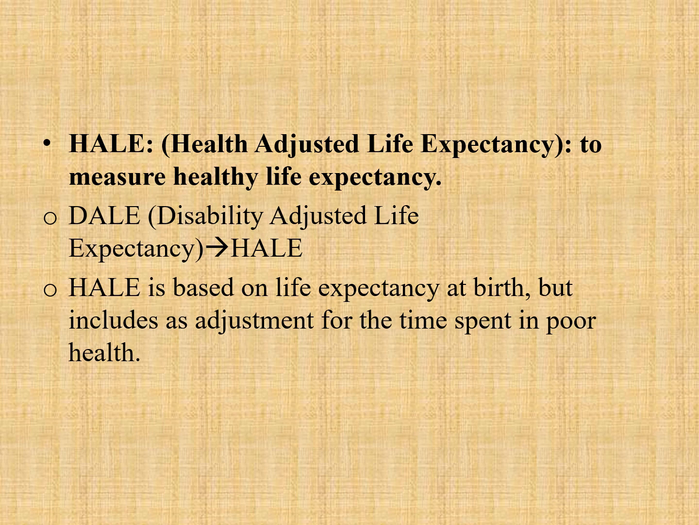First is health, also called health adjusted life expectancy, that is to measure the healthy life expectancy. Previously we measured the DALY, that is disability adjusted life expectancy, but it is modified to the HALY, that is health adjusted life expectancy. The HALY is based on the life expectancy at birth but includes an adjustment for the time spent in poor health also.